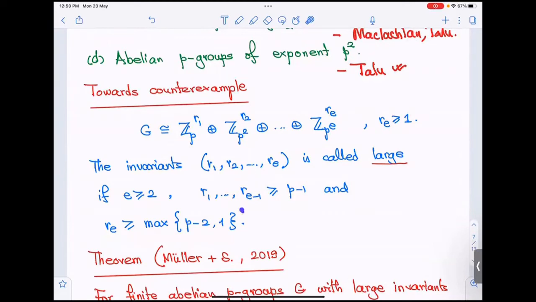So for p odd, this is greater than or equal to p minus 2. That should be the case. But this is kept to make sure that in case p equal to 2 also this should work. So in that case, R_E is any arbitrary positive integer should work. So I would call the group a group with large invariants if such a thing happens.